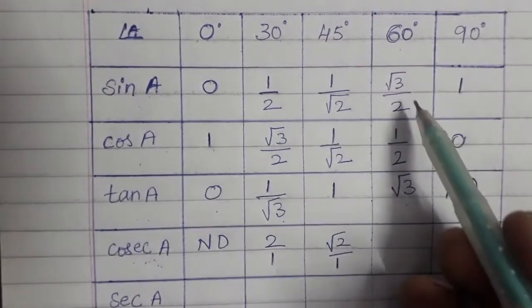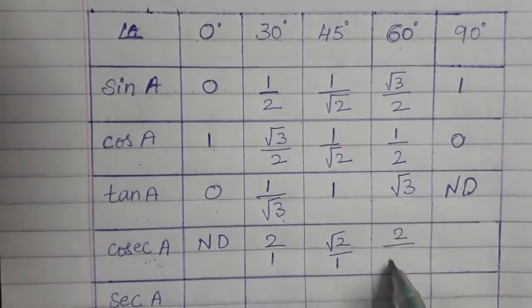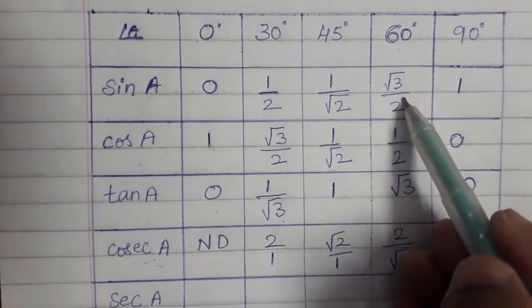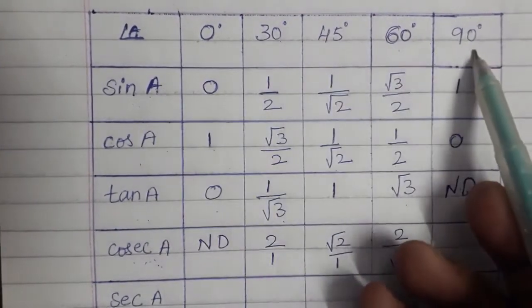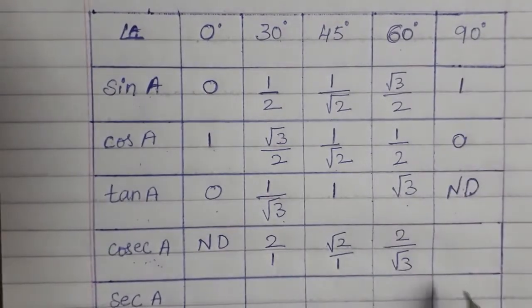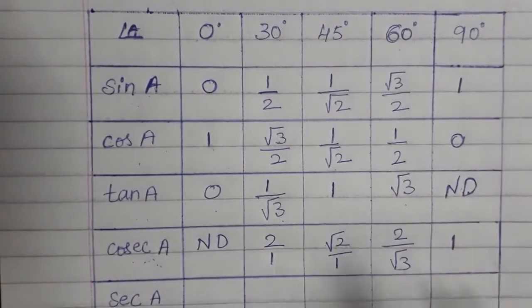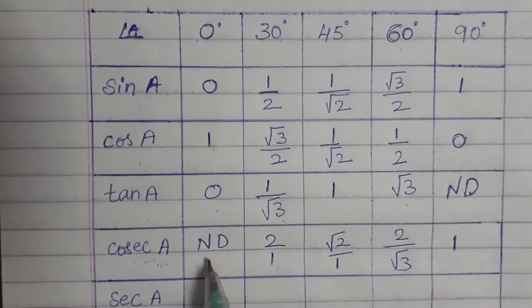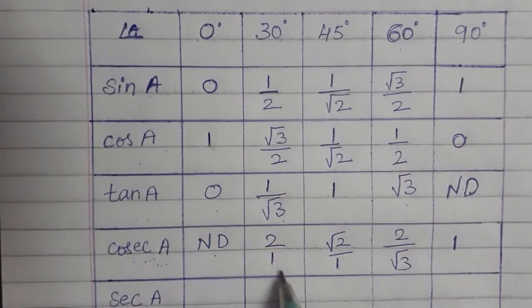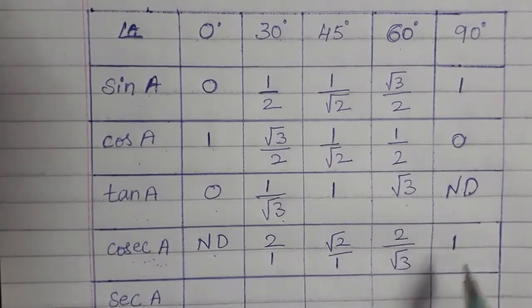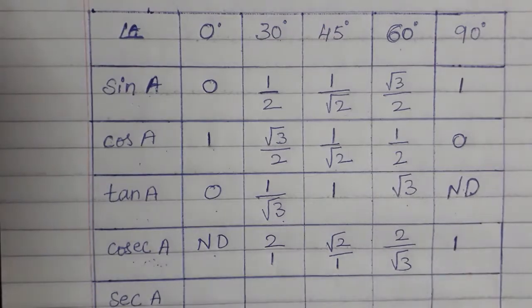Cosec 60 is nothing but 2 by root 3, reciprocal of sin 60. Cosec 90 is nothing but reciprocal of sin 90. So reciprocal of 1 is 1. So cosec 0 degree is not definable. Cosec 30 is 2. Cosec 45 is root 2. Cosec 60 is 2 by root 3. Cosec 90 is 1.